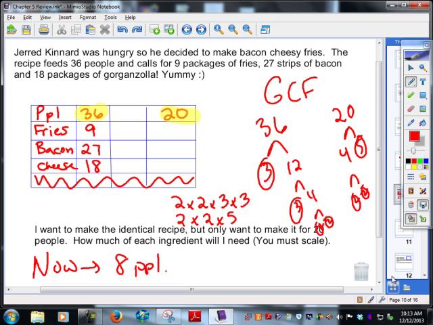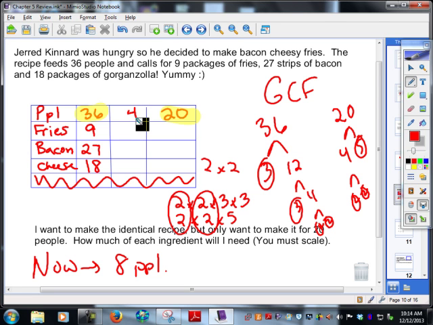So what do they have in common? They have a common 2, a common 2. What does that mean the GCF is? 2? No. If you have two 2's, you multiply whatever they have in common, remember. So it's 2 times 2. So I know the GCF of 36 and 20 is 4.